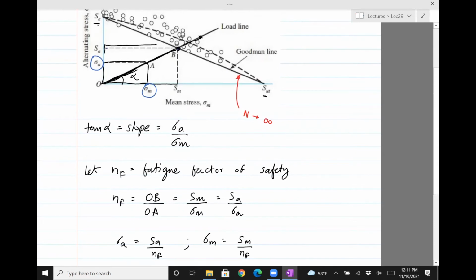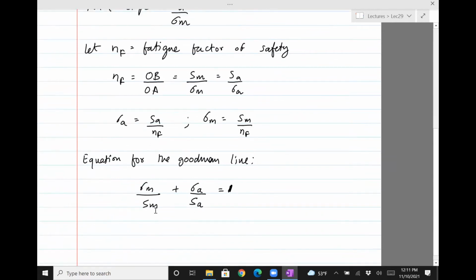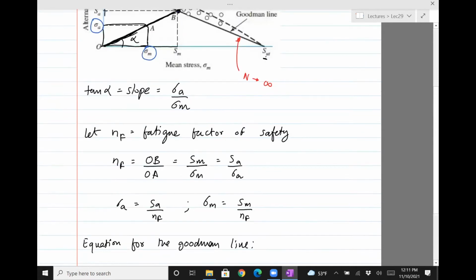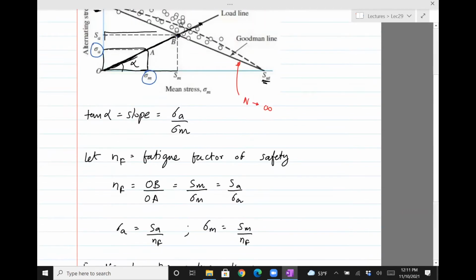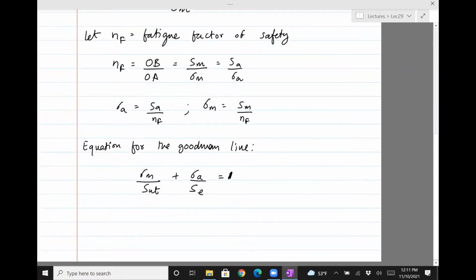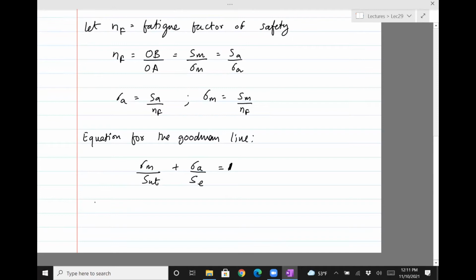That's not right. The Y intercept, my bad, is SE, right? So I should write, the Y intercept is SE and the X intercept is SUT. And Sm and Sa is actually a point on the line, one specific point on that line. So this is the right way of writing the equation. But we know that Sa and Sm lie on the Goodman line.